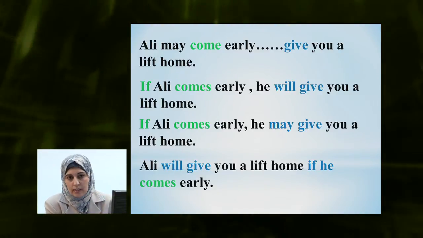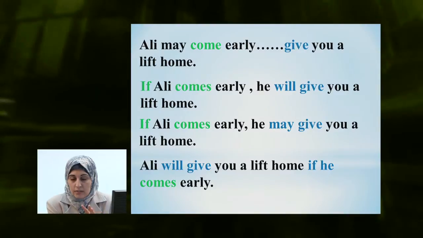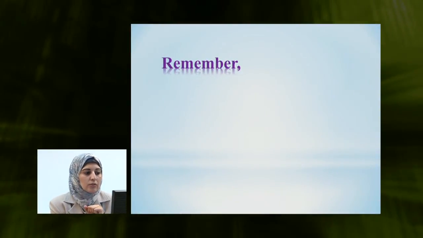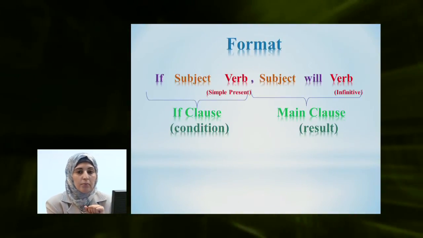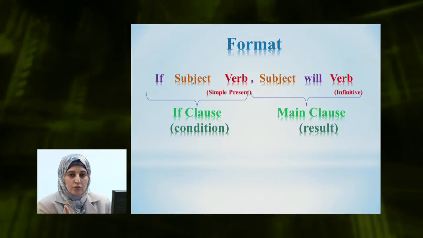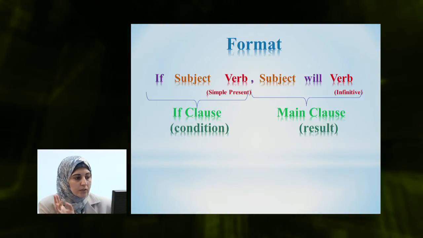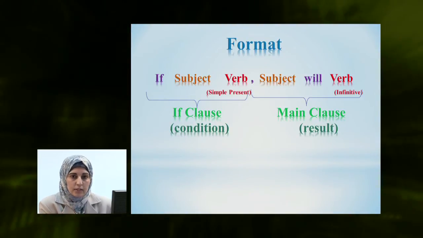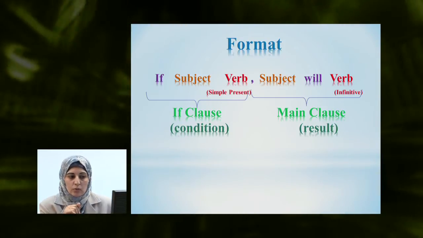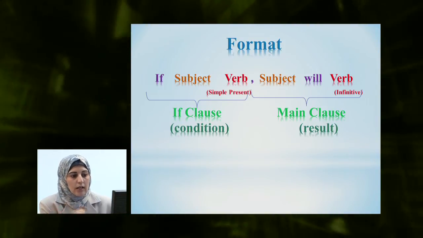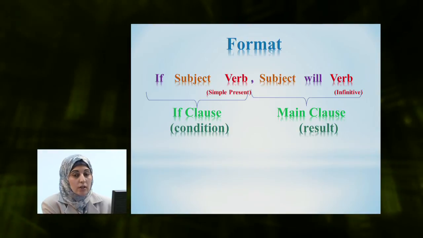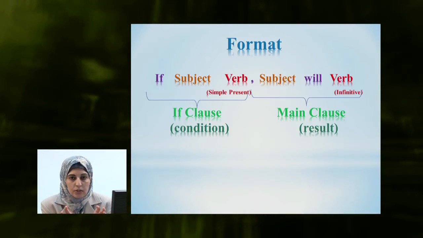This is all for today's lesson, but before you go, let's remember about conditional type 1. Remember the format that we have two clauses, the if clause and the main clause. In the if clause, you have if, subject, then verb in the present. And in the main clause, you have subject, will, and the verb in the infinitive. These two clauses are separated by a comma.